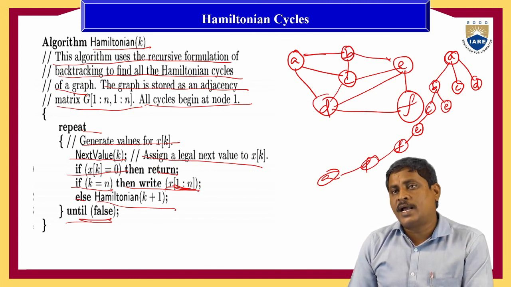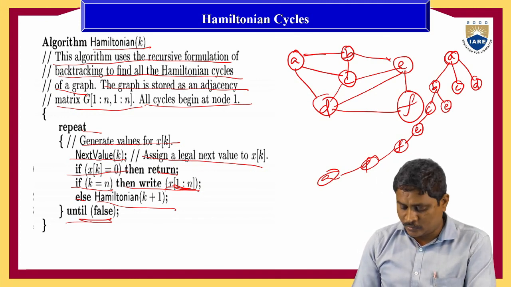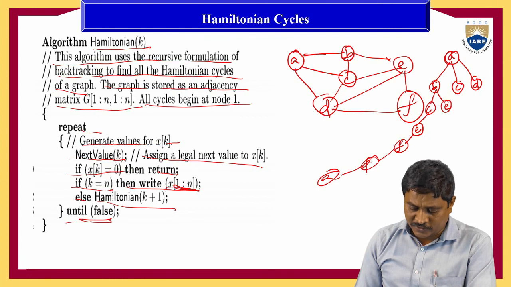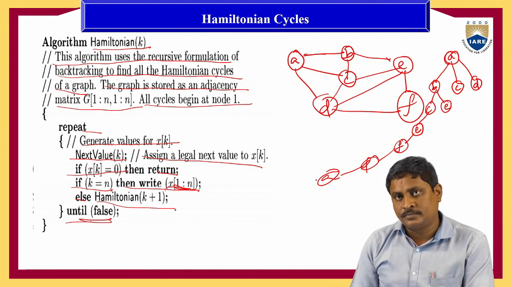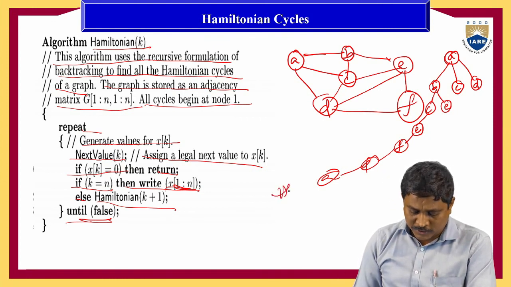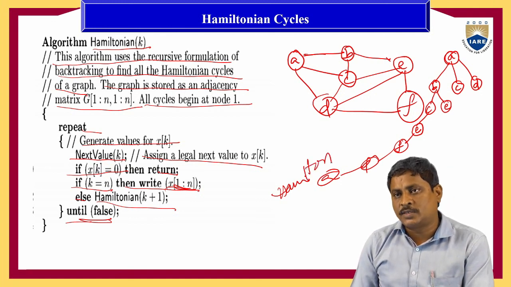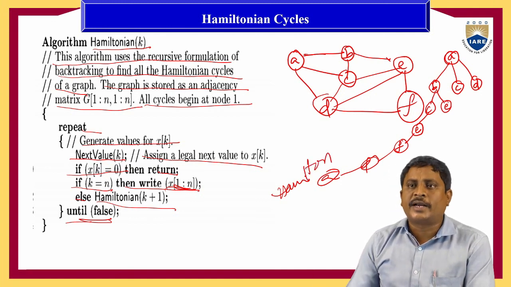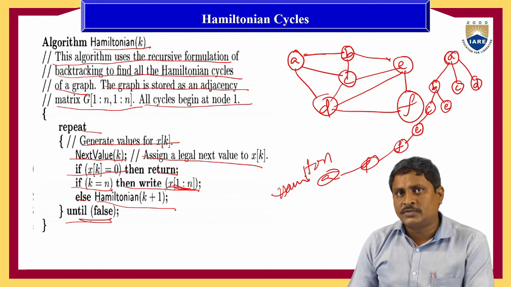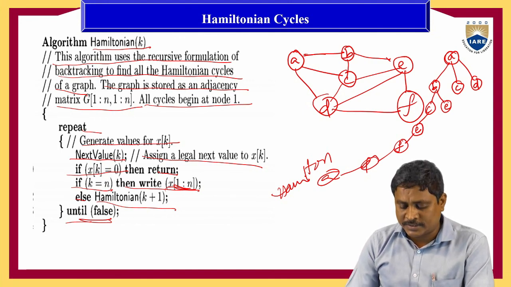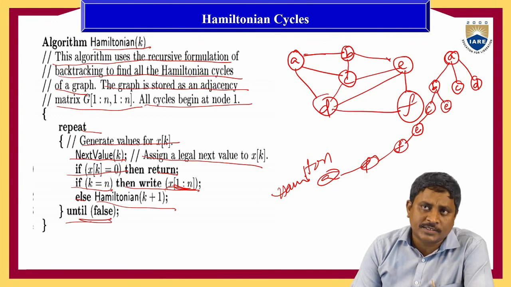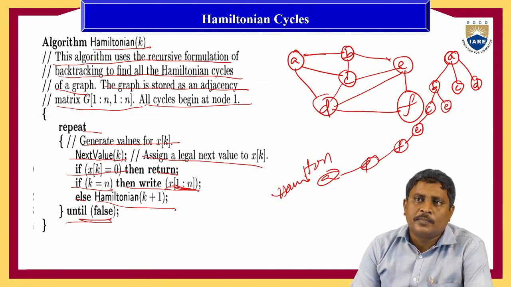So it forms a Hamiltonian cycle: A to B, B to C, C to E, E to F, F to D, D to A. So this forms a Hamiltonian cycle, so we stop here. Otherwise, suppose any dead end occurs, again backtrack. This one is called a Hamiltonian cycle. So in this way, you find the Hamiltonian cycles by using this backtracking method.